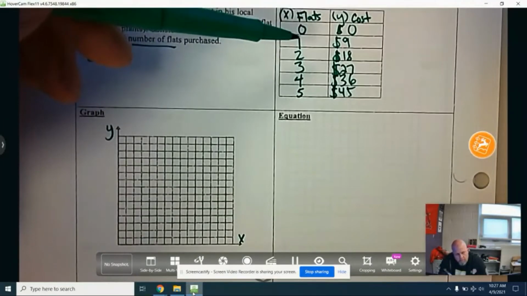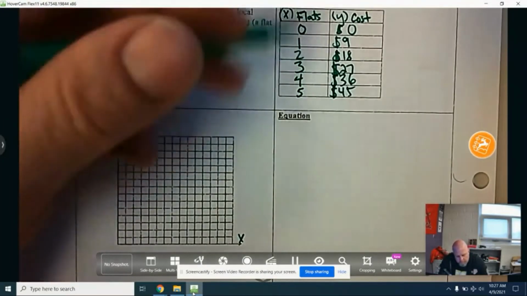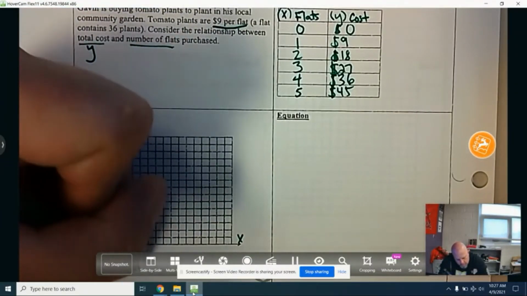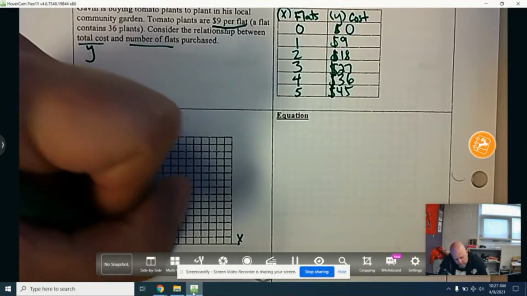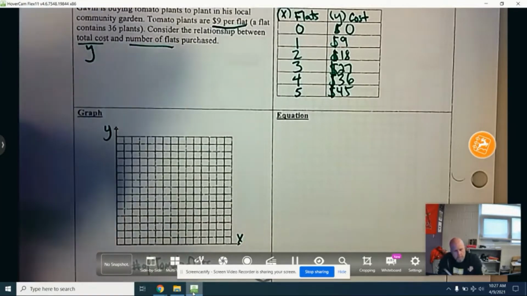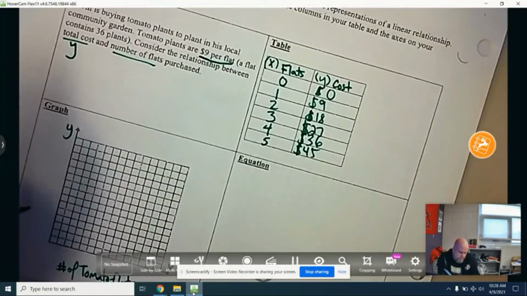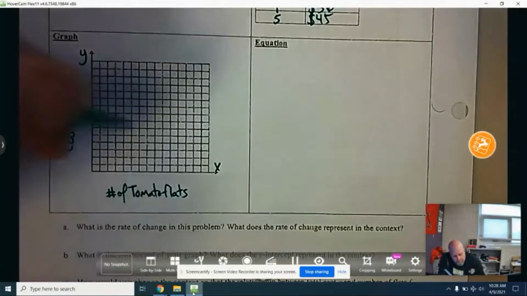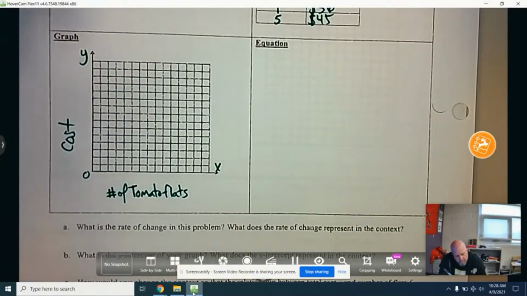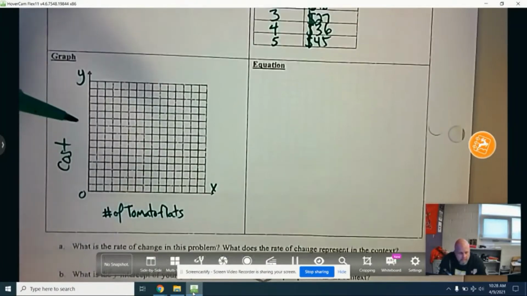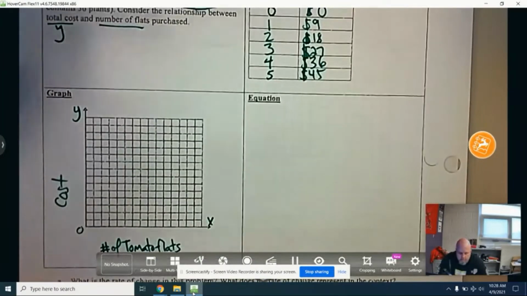I need to label it in terms of what we're talking about, the story. So my x-axis refers to the number of flats. I'm going to put some more detail into it, number of tomato flats. The y-axis, remember that was our cost. So I can put over here, this is going to be our cost. When we graph, we should always put a 0 there. And then I need to come up with an appropriate scale for my x-axis and an appropriate scale for my y-axis. And those aren't always going to be the same.